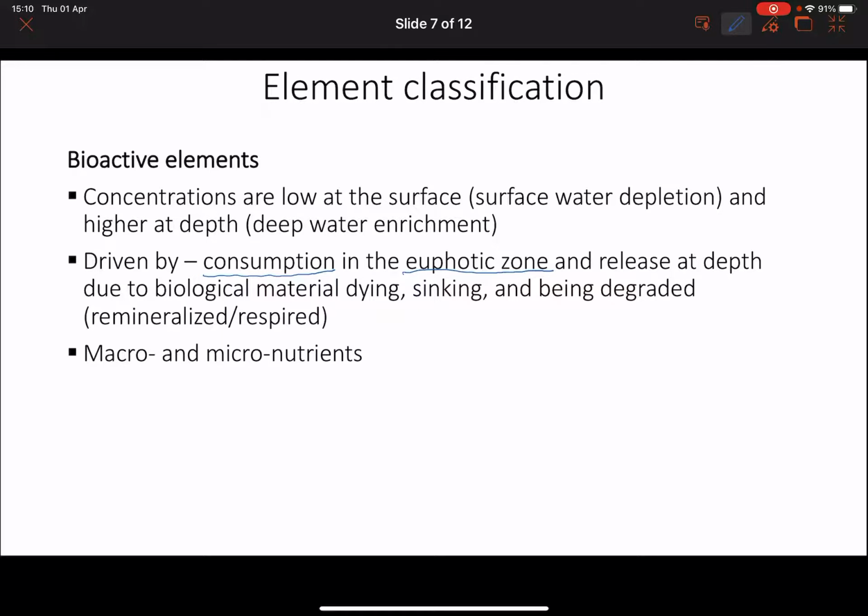And then the element is released at depth because that biological material that grew in the surface ends up dying, and then it sinks and it gets degraded. And other terms we use to refer to that degradation are remineralization, or we say it's respired. And so you end up with the concentrations being much higher at depth. And this is true for macronutrients and micronutrients.